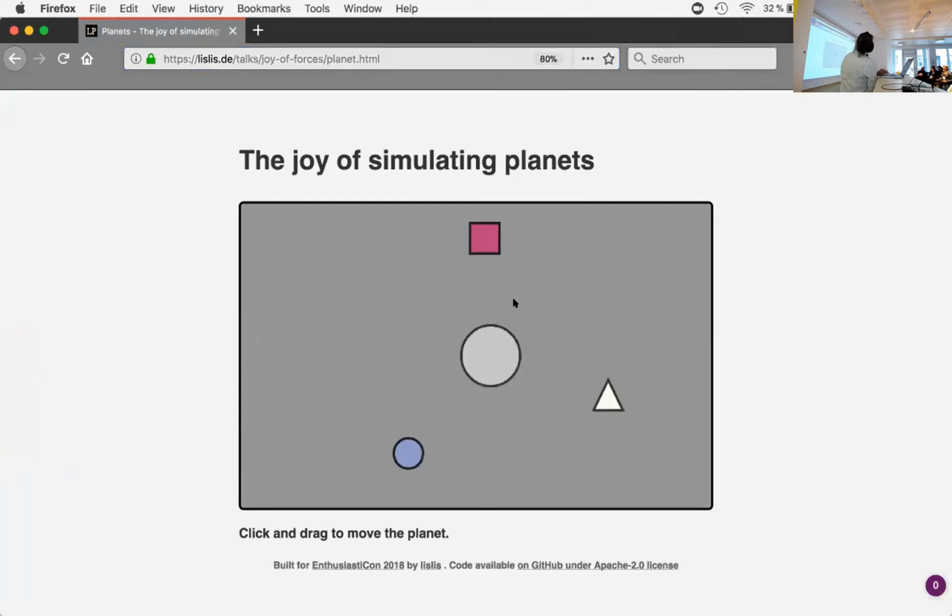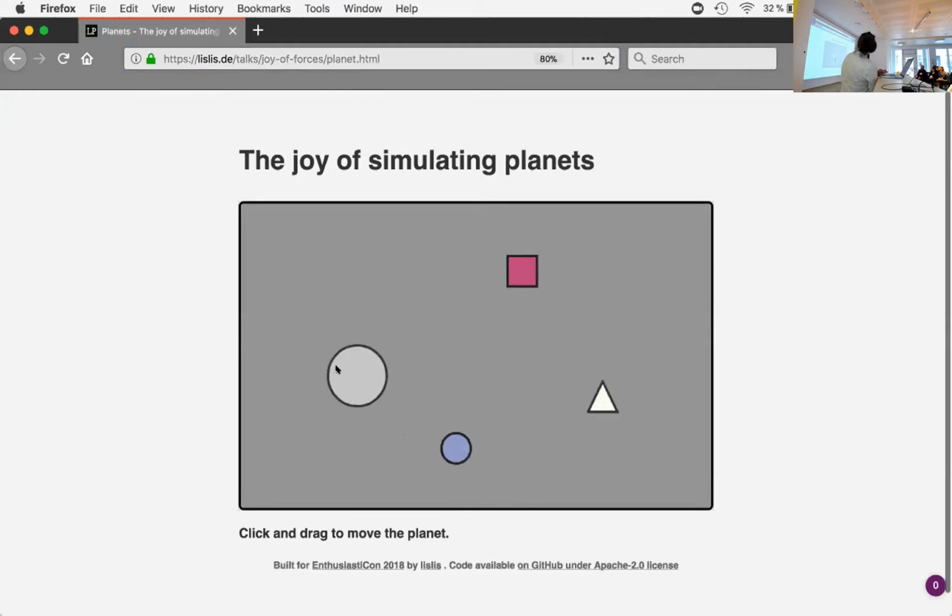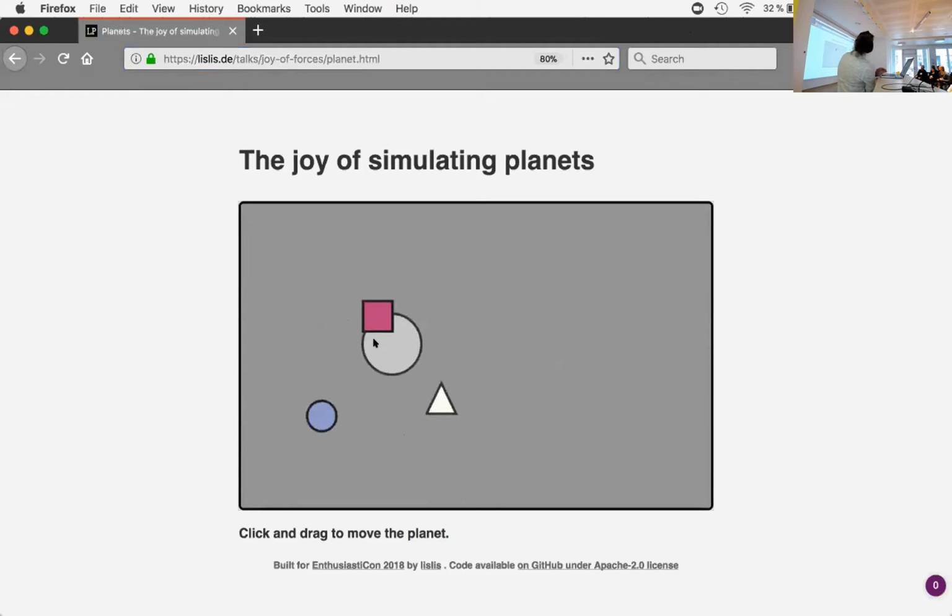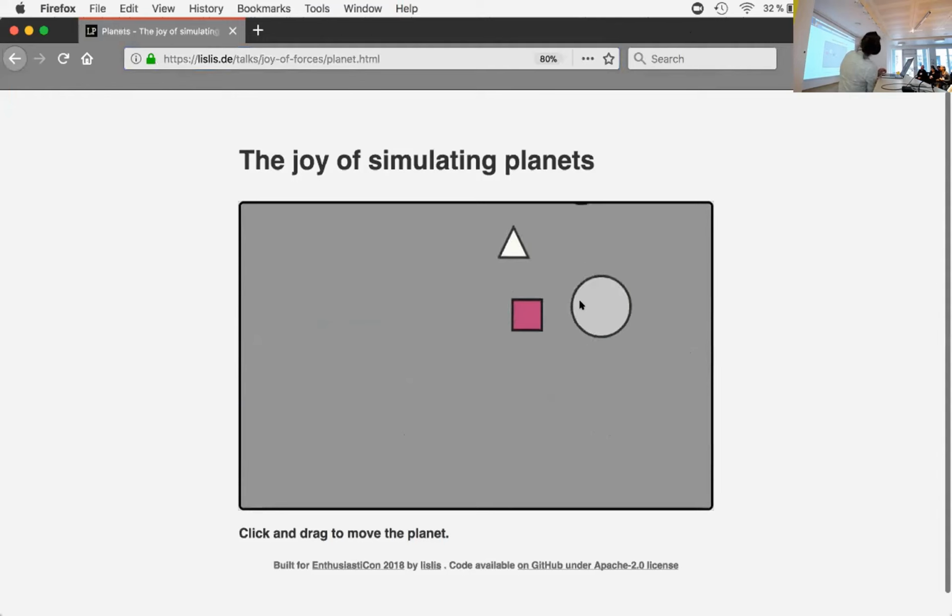Yeah, so you can have, these things are attracted, wow. I can drag these things, and then they're still being attracted, and you see how they form little orbits, and it's just like, look, it's forces, so cool.